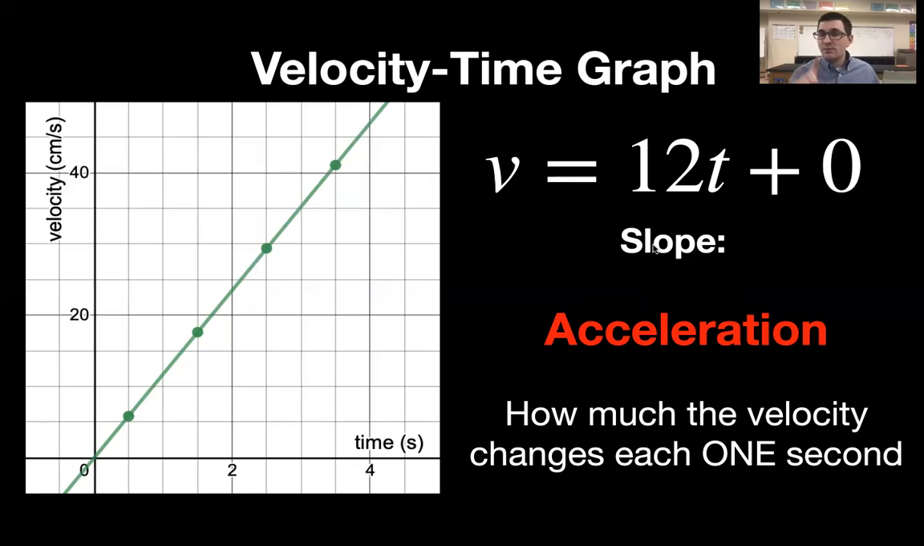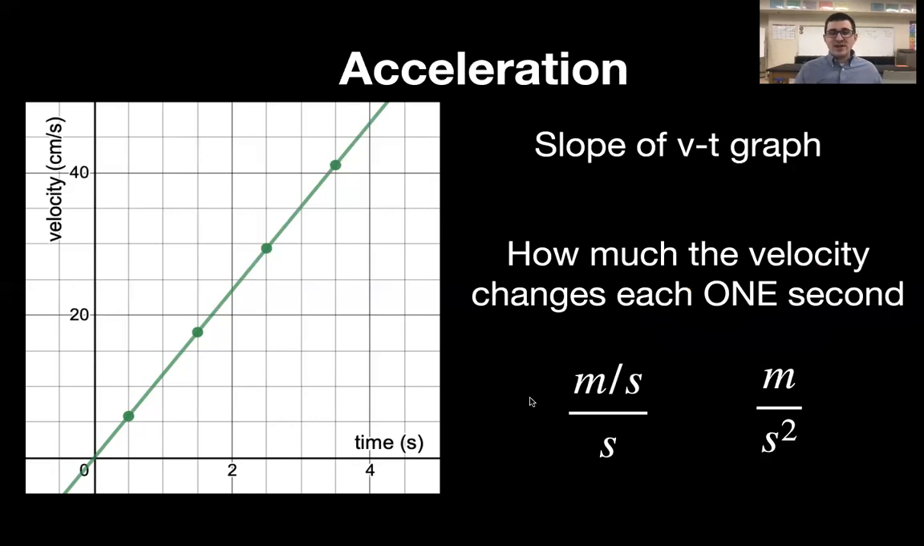And it's the slope, but not the slope of any graph. It's the slope specifically of a velocity versus time graph. So the most important thing to take away from this video is that acceleration is the slope of a velocity versus time graph. What it means is how much the velocity changes each 1 second, or sometimes it might be 1 minute or 1 hour or whatever, but most of the time it's going to be 1 second. And the units of it are something like a unit of velocity divided by a unit of time, since it is a change in velocity over a change in time.